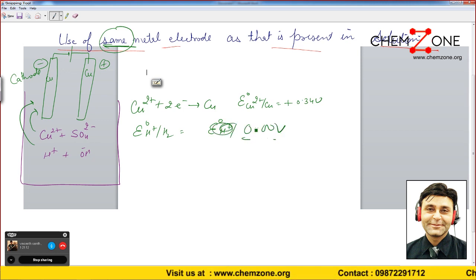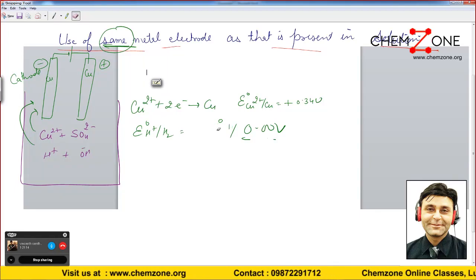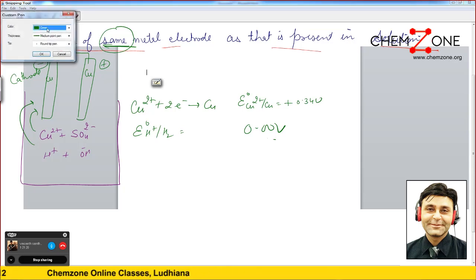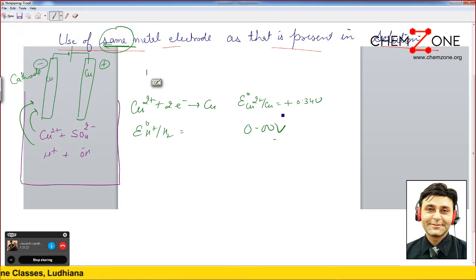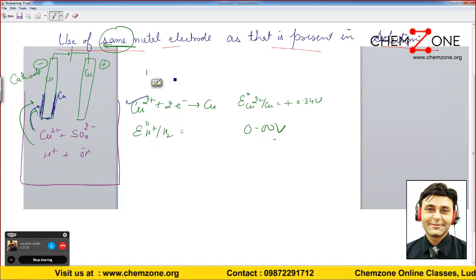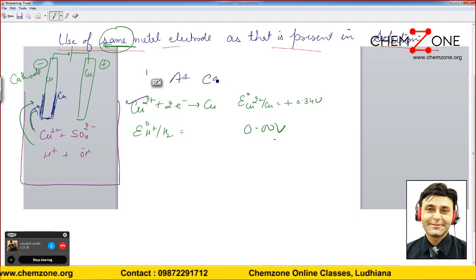Can you tell me out of these two which is having higher value? Which is having a higher reduction potential value? The copper. Right. So the copper will be reduced. It means the copper ion will be going over here and the copper will be deposited over here. Right? So copper will be deposited here. This is at cathode.